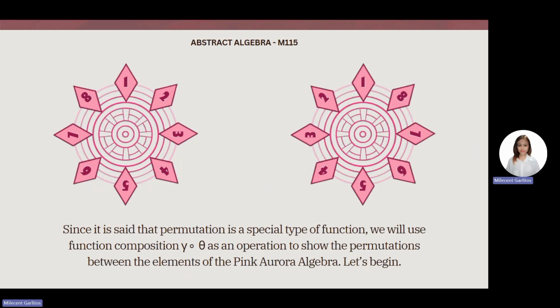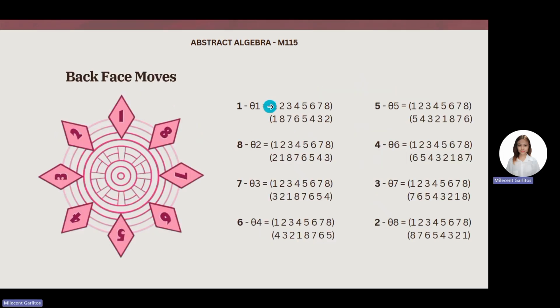So, in this project, we are going to show that the Pink Aurora algebra is a permutation group. So we start first with all the operations under gamma and also theta. However, before we proceed with that, let us first explain what a permutation is in terms of group under abstract algebra. A permutation is a bijection from a set to itself. That is why we have all these numbers up in here and also down here, because we biject all the set to themselves.